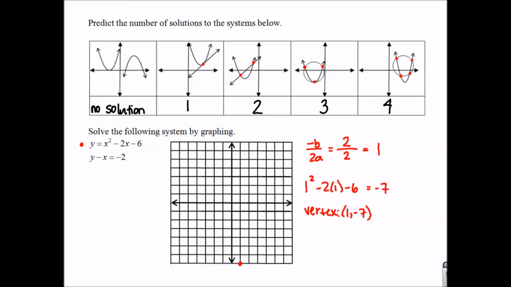Then our a value is 1, which means we're just going to follow the standard pattern for a quadratic. So we're going to go over 1 and up 1, over 2, up 4, over 3, up 9, and then the next one would be over 4 and up 16, but that won't fit on our graph. So we can go ahead and draw this parabola.